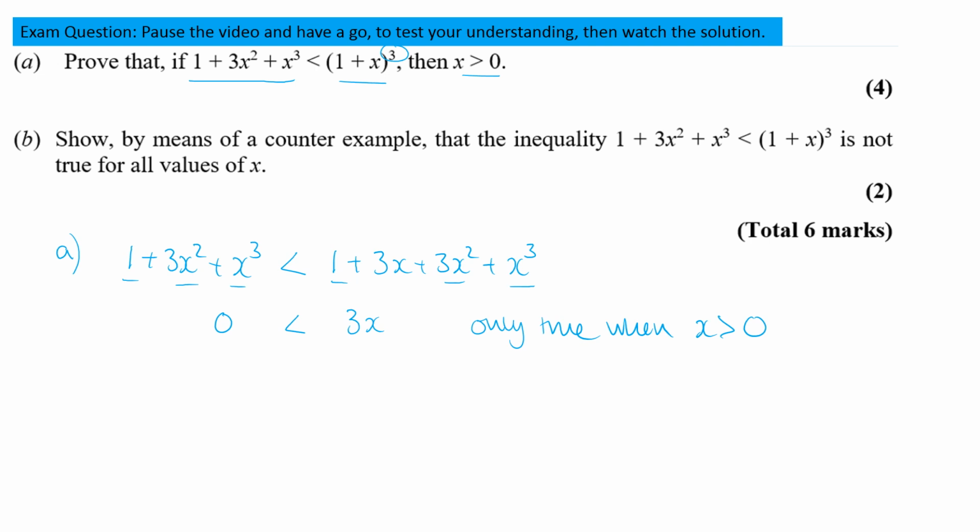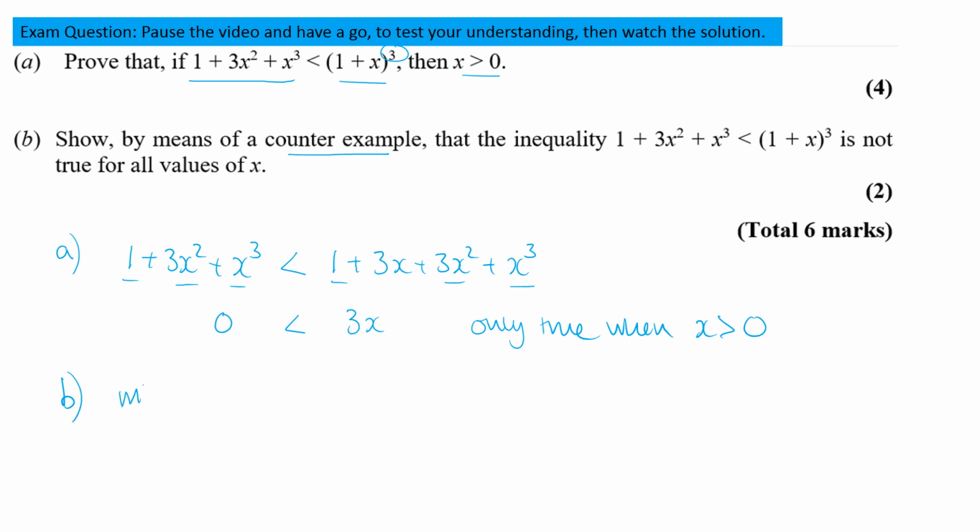Part B, show by means of a counterexample that this inequality is not true for all x. So because in part A we've shown it's only true when x is bigger than 0, all we need to do to show a counterexample is choose x equal to 0 or x equal to a negative number. So you can do any of them. For a counterexample, you just need to find one example where it doesn't work.